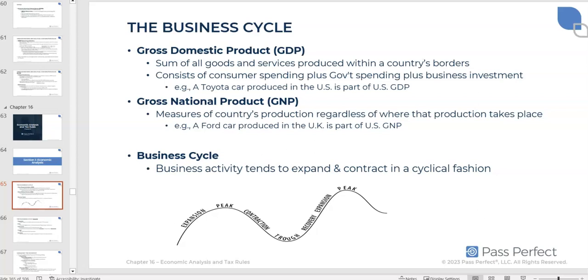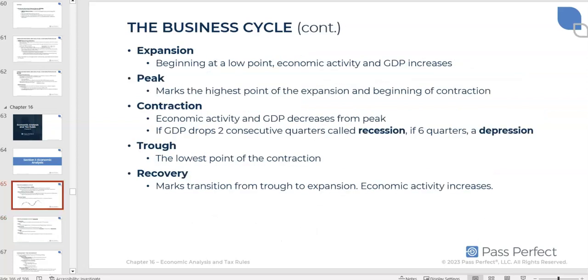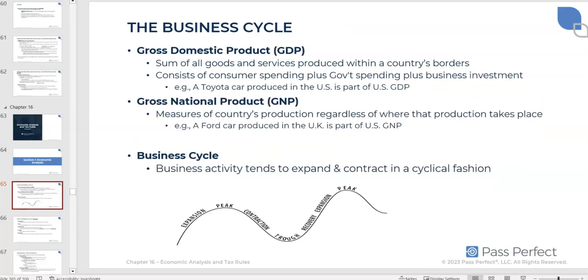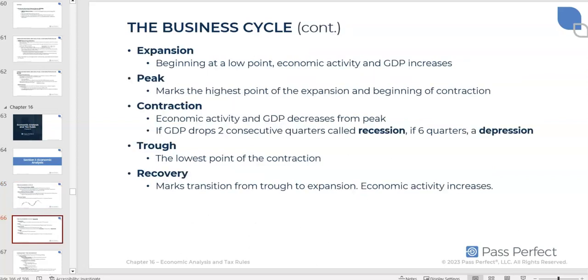Now, we want to know also about the business cycle. Everything in the world goes in cycles, right? Just sometimes different things go in different cycles. There are 4 specific phases of the business cycle, and they go in up and down fashions. We want to know what the phases of the business cycle are. Yes, it's in another slide, but it kind of looks like this, right? Up and down like this. So the 4 phases are expansion, peak, contraction, and trough.